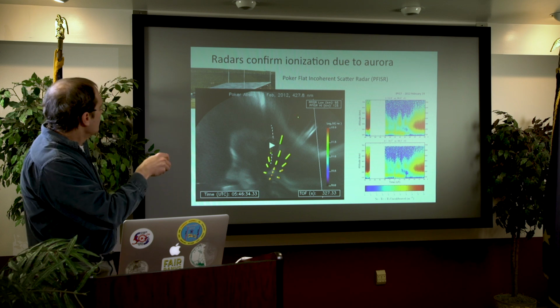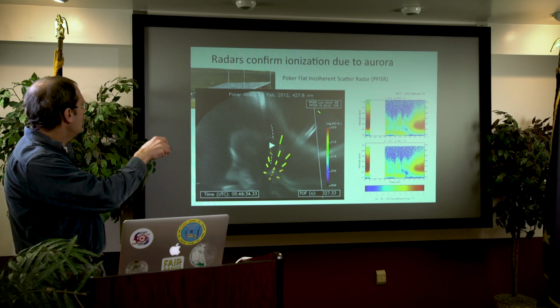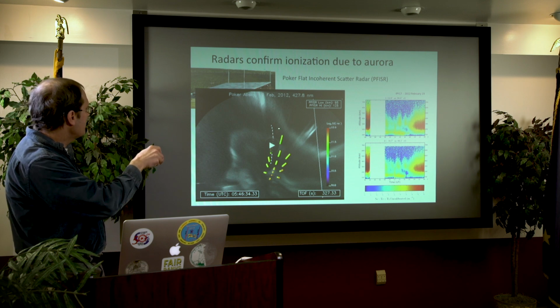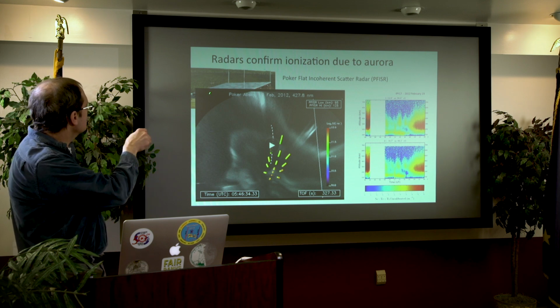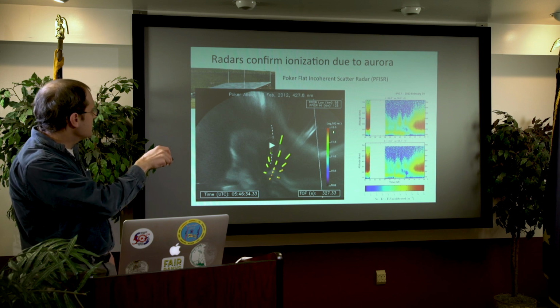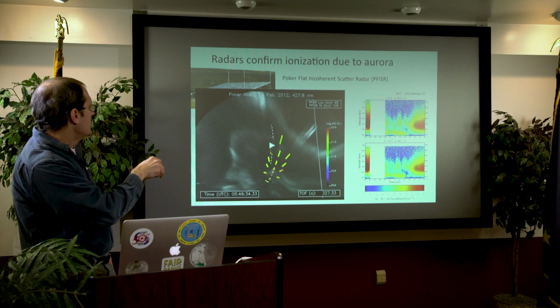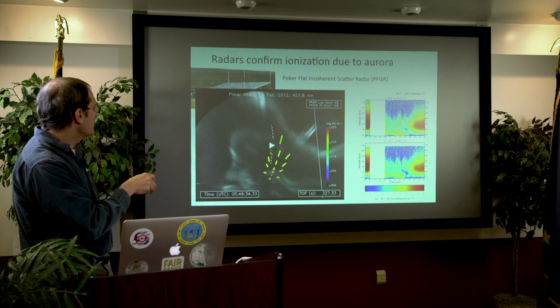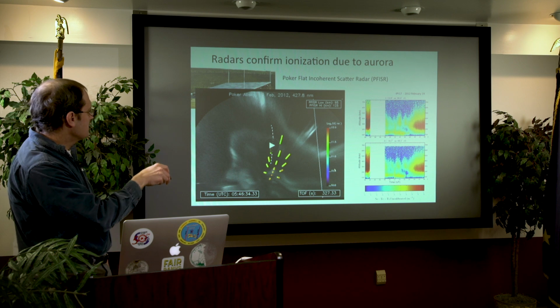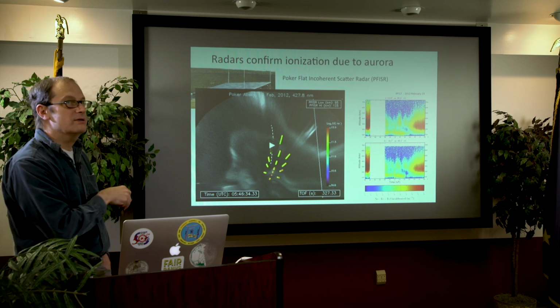So what I've got here is an all-sky camera mapped out geographically, and on top of that I've mapped out some of the beams that this radar is producing. And what I've done is color-coded how dense the plasma is, how many charged particles there are per unit volume in each region. And this is a logarithmic scale. That's 10 to the 10, that's 10 to the 11, that's 10 to the 12. So that's 100 times more dense than down here.